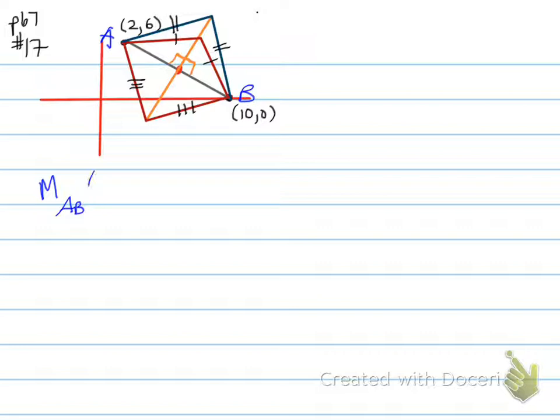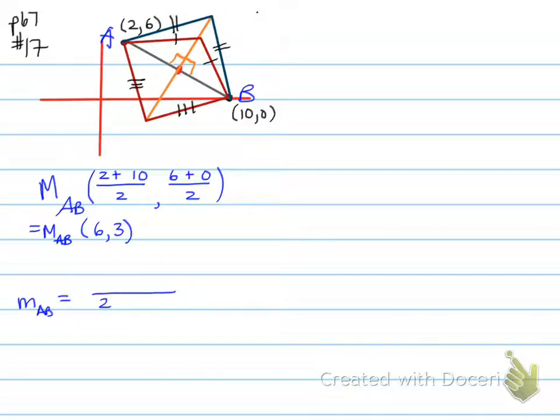So, the midpoint of AB is going to be: add the x's, divide by 2, add the y's, divide by 2, and we get (6, 3). How does that help us? Well, (6, 3) is our midpoint. We now need to find the slope of AB. We take the coordinates (2, 6) and (10, 0) and subtract them. Don't forget you write them going upwards and subtract. And we get 6 over negative 8, which is negative 3 over 4 reduced.